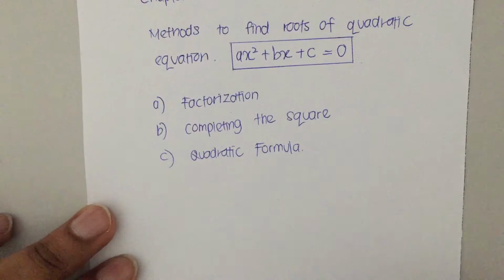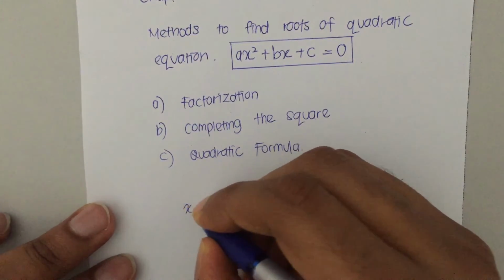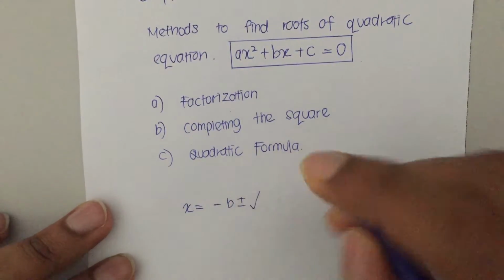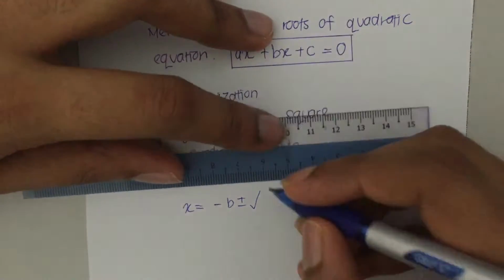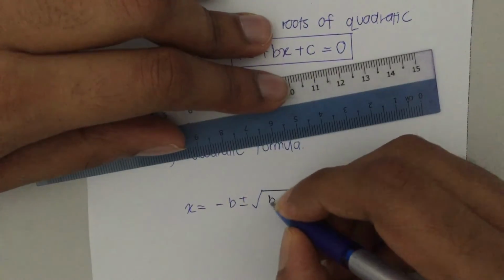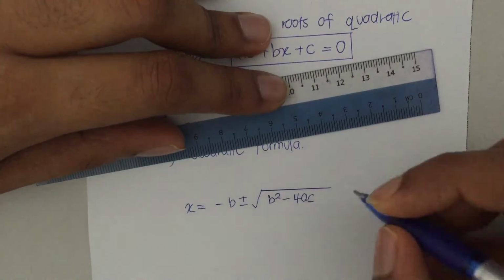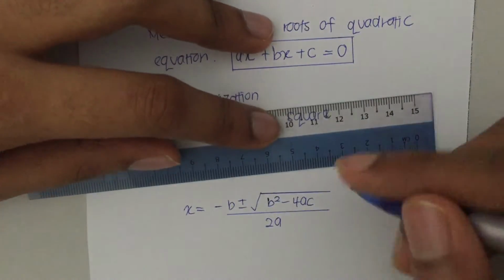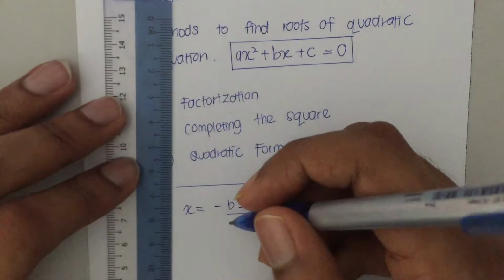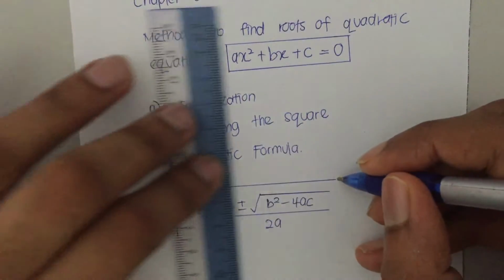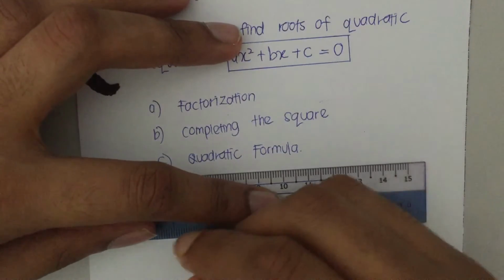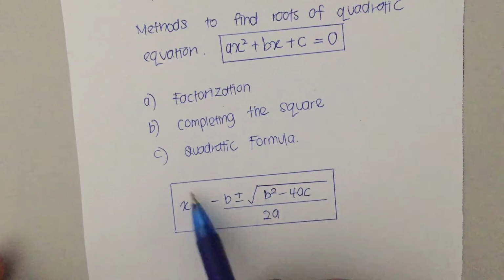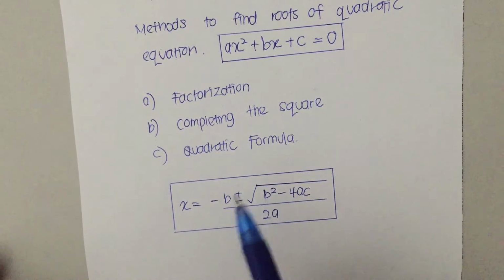Let's say you want to find the roots, to find x. So x equals negative b plus or minus the square root of b squared minus 4ac, and then you divide by 2a. Let me box this. This is the formula that you need to apply, and then you can immediately get the roots of x. Then you may ask, why do you have the plus and minus?